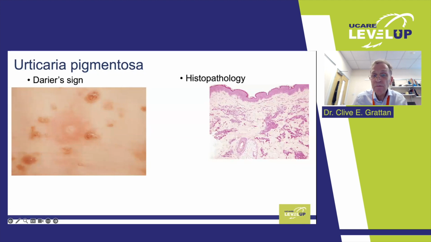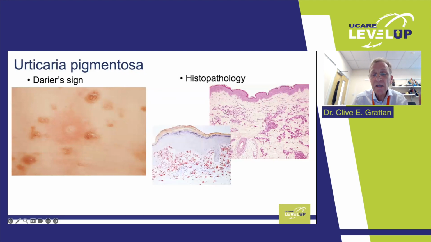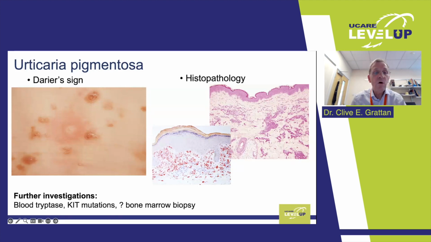And here you see large numbers of mast cells in the H&E sections. But when they're stained with special stains, here for acetate esterase, then the number of mast cells throughout the dermis is revealed very clearly. So further investigations for a patient with urticaria pigmentosa, also known as maculopapular cutaneous mastocytosis in the modern classification, would be blood tryptase. Is there evidence of systemic disease? KIT mutations, particularly the common D816V KIT mutation, which can be done in blood and bone marrow and skin with the correct technology, and this may lead on to bone marrow biopsy, looking for evidence of systemic mastocytosis.